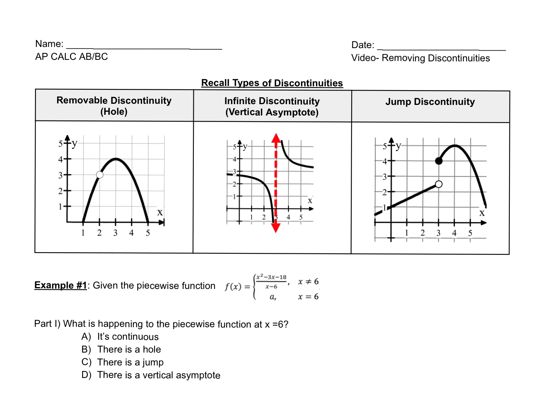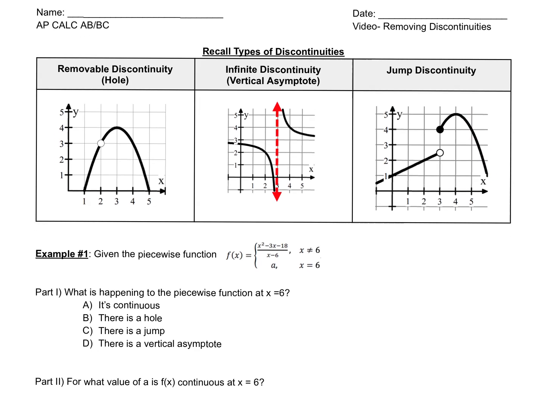Hi everyone, in today's lesson we're going to talk about removing discontinuities. First, let's recall the three types of discontinuities. We can have a removable discontinuity or a hole, we can have an infinite discontinuity or a vertical asymptote, or we can have a jump discontinuity, which we likely see in piecewise functions. So let's take a look at an example.